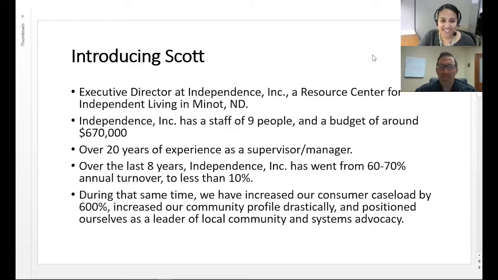Independence Inc. has a staff of 9 people and a budget of around $670,000. So Scott is rural, with over 20 years of experience as a supervisor and manager. And over the last 8 years, Independence Inc. has gone from 60 to 70% annual turnover to less than 10%. During that same time, we've increased our consumer caseload by 600%, increased our community profile drastically, and positioned ourselves as a leader of local community and systems advocacy.